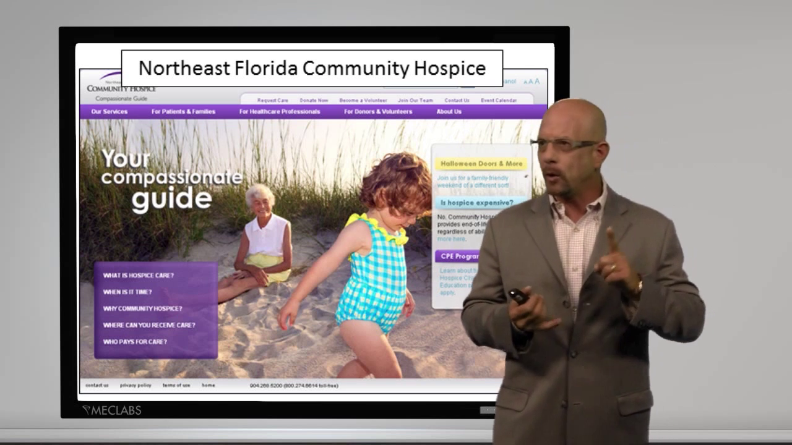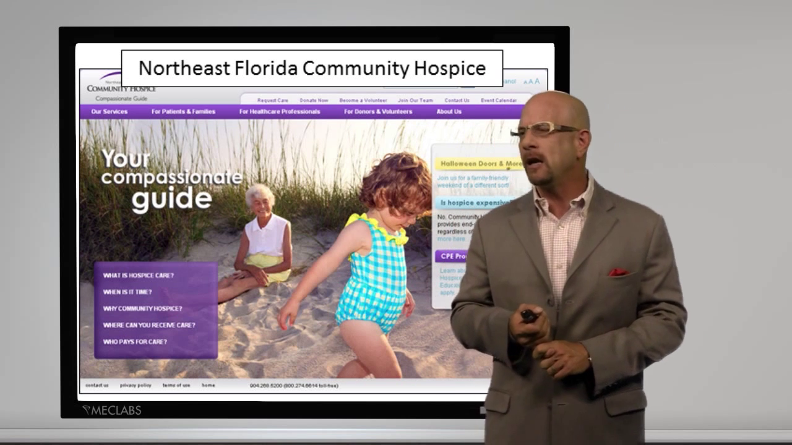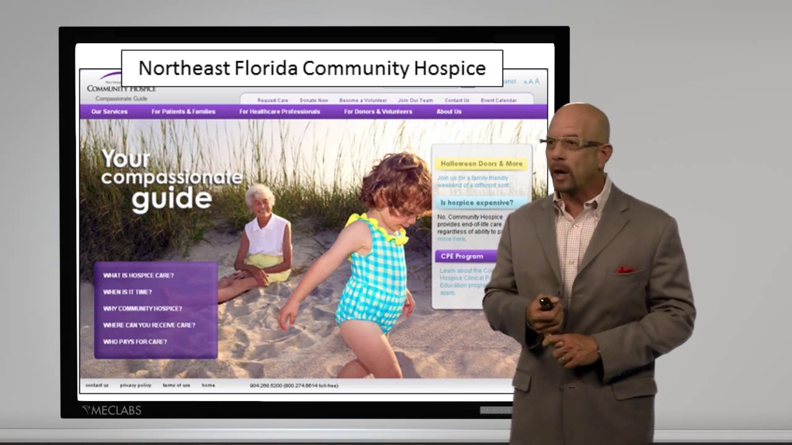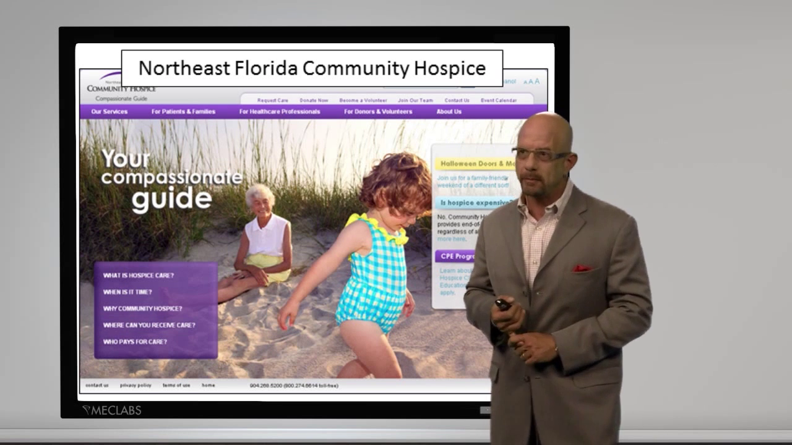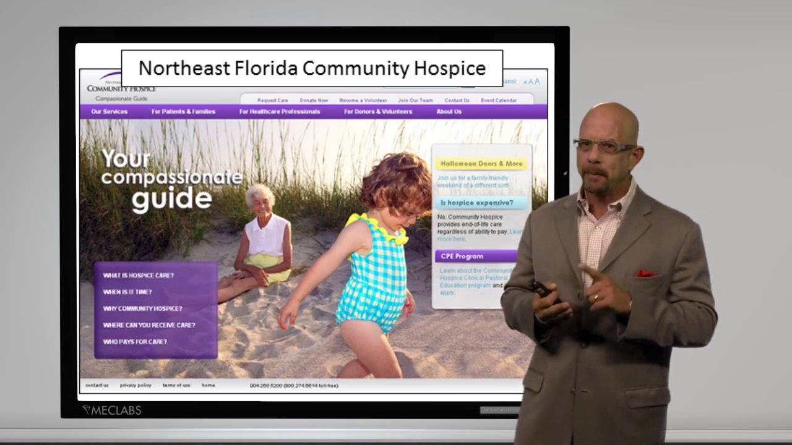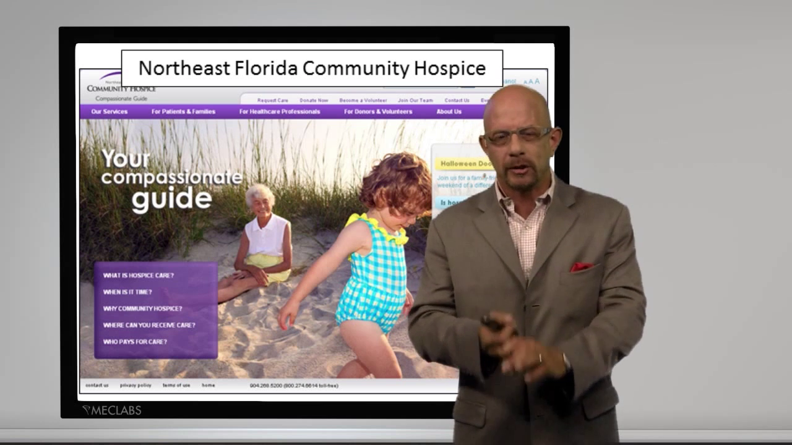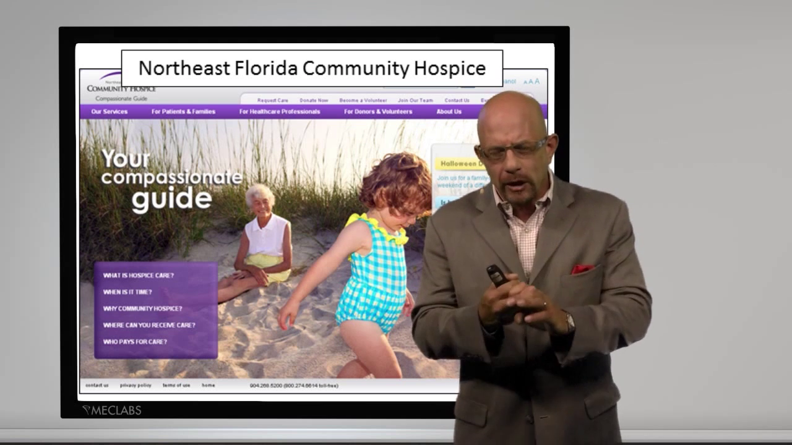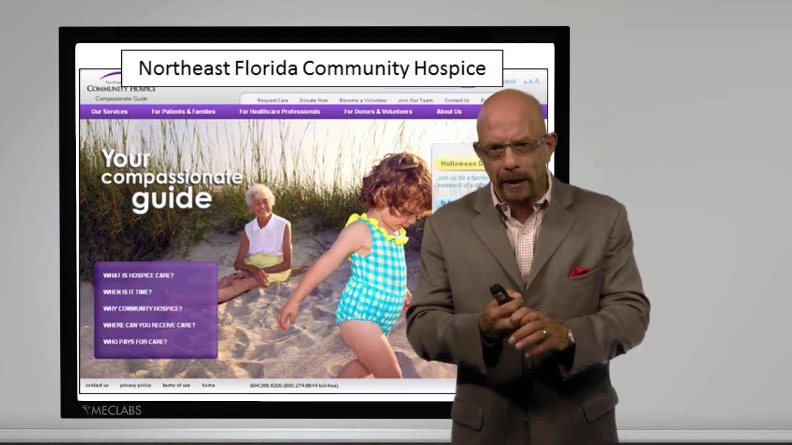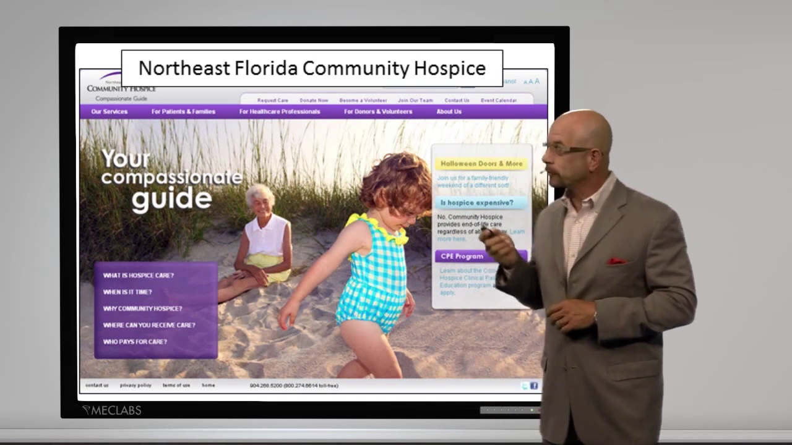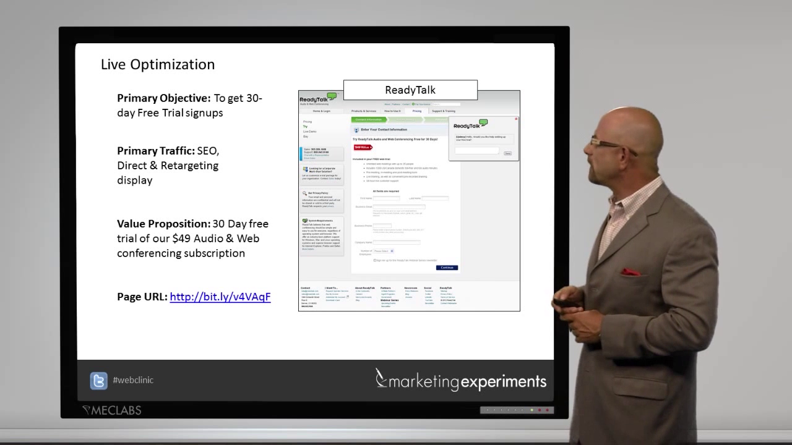On this page, I don't know where I'm at. See how community hospice is tiny up above on the left, hard to read, lost to banner blindness, and I don't know what I can do here. I don't know what your compassionate guide means. I do not know what I can do here. And number three, I have no idea why I should do it. All three of the most important questions that you must answer in 4 inches, 7 seconds on every web page are failing to be answered with this page. Okay? So we go on. And the page behind me is to get 30-day free trial signups.